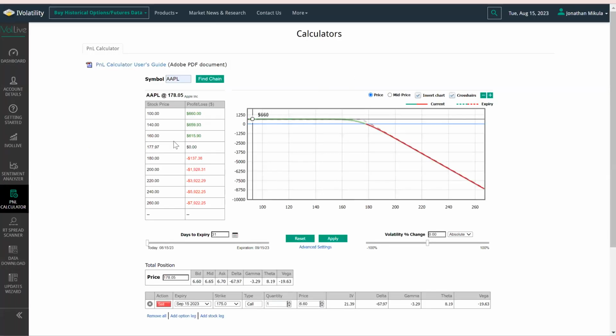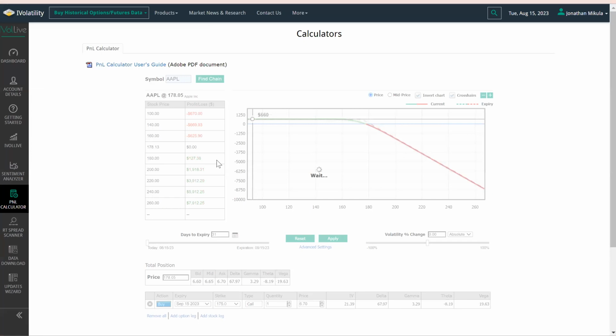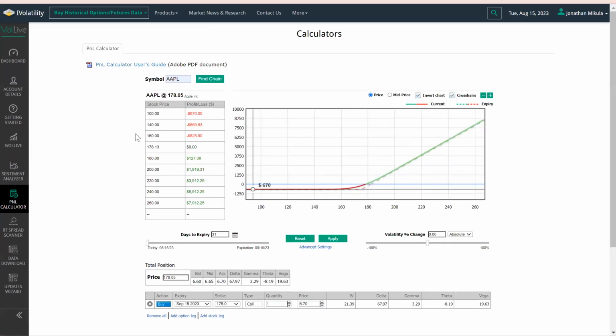So what I would do is go find this specific strike. Let's start off with our September 15th, and let's start off with our call. Let's have some fun and buy the call. All right, there we go. So in this particular case, this is how to read the P&L calculator, a very handy tool, very simple to use. Here we have everything graphically displayed.